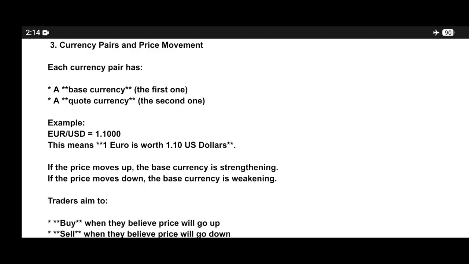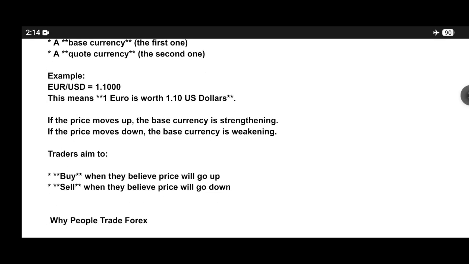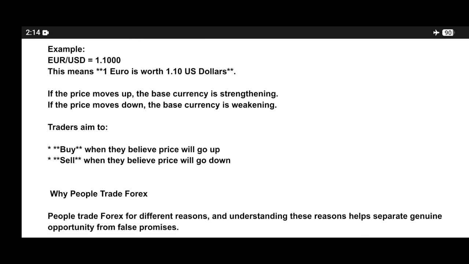So if the price moves up, the base currency is strengthening. But if the price moves down, the base currency is weakening. I get my point. So traders aim to buy when they believe the price will go up and sell when they believe the price will go down. Let me repeat again: traders aim to buy when they believe that the price will go up, and they sell when they believe the price will go down.